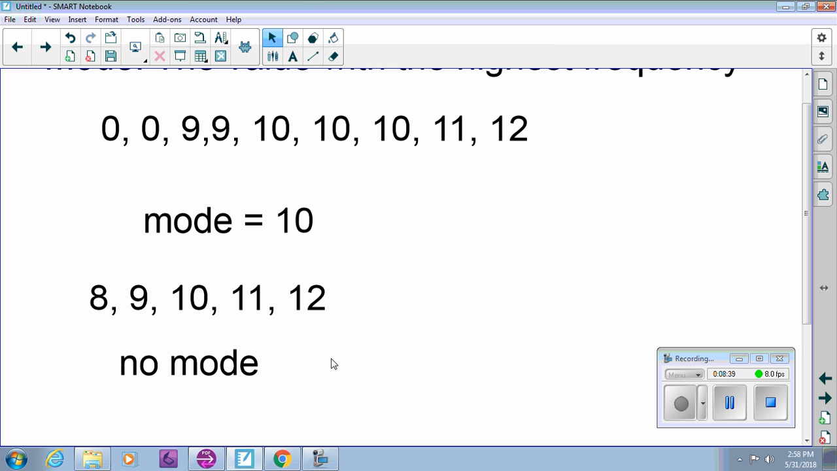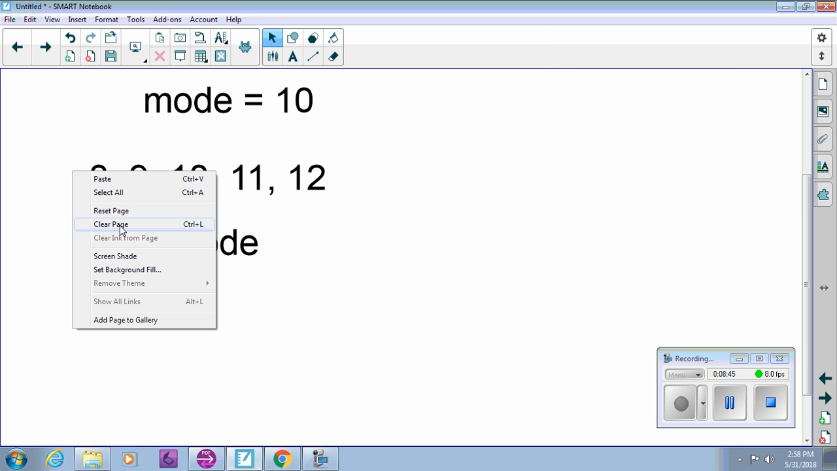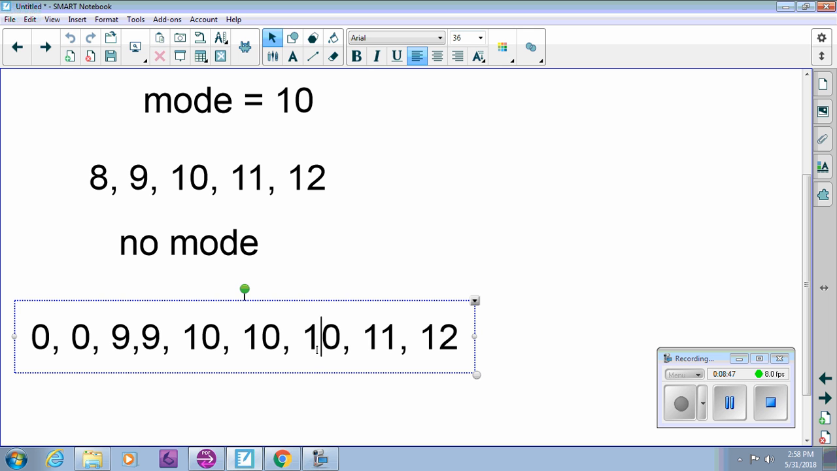Let's say, for example, I'm going to copy this data set, and let's say that this number disappeared. Poof, gone, right? So now we have 2 zeros, 2 nines, 2 tens, and 11 and 12. You can have multiple modes. You could have 0, 9, and 10 for modes because they are all tied for first place for highest frequency.